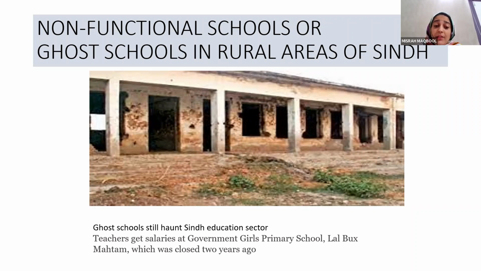And teachers are getting salaries at the government girls primary school Lal Bakhsh Mahatam, which was closed 2 years ago. This school was closed 2 years ago, but teachers are getting salaries. So this is such a pathetic and sad condition of government schools, especially in rural areas of Sindh. So here I want to portray that if such a condition exists, how could you inculcate or foster critical thinking, critical awareness, critical consciousness in your students?